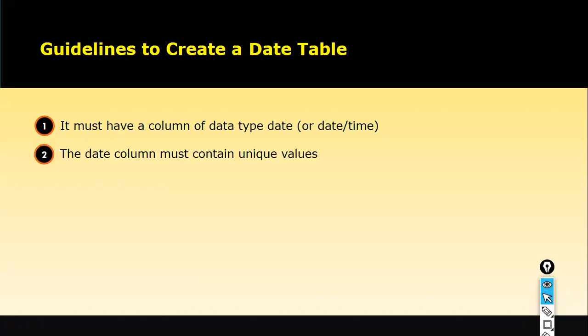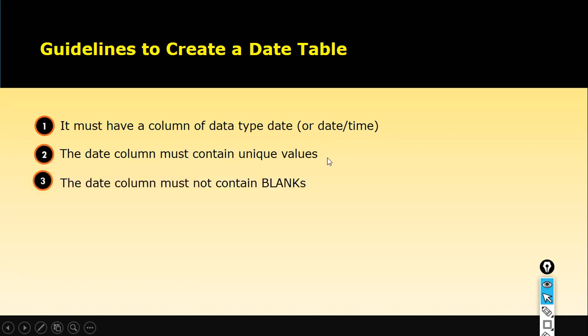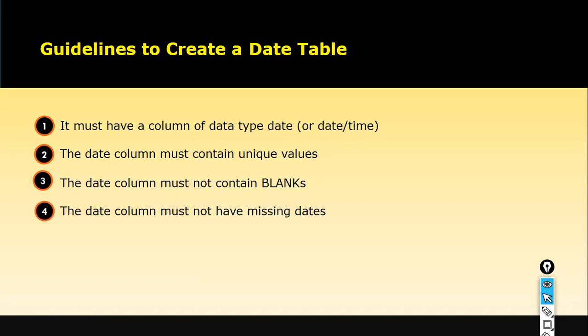Okay, to create a date table on my own, what are the guidelines that I need to follow? Your date table should have at least one date column. It should be a date data type or datetime data type. And this date column is supposed to contain unique values, no duplicate values. The same date should not be repeated. The date column must not contain blanks. It should not have any blank values, null or something like that.